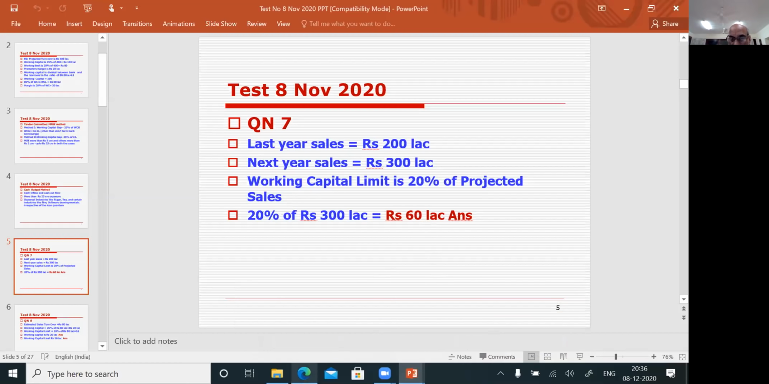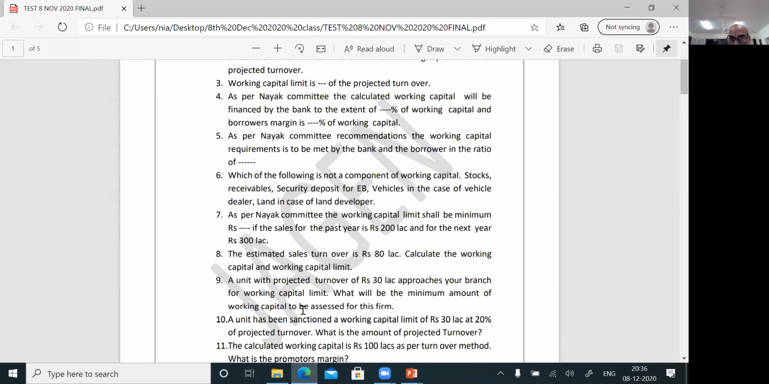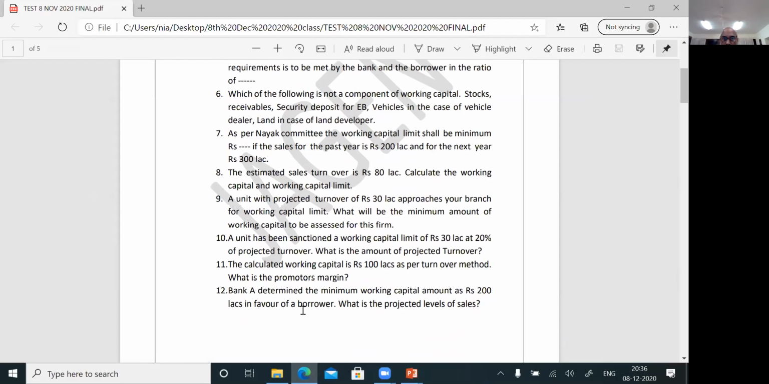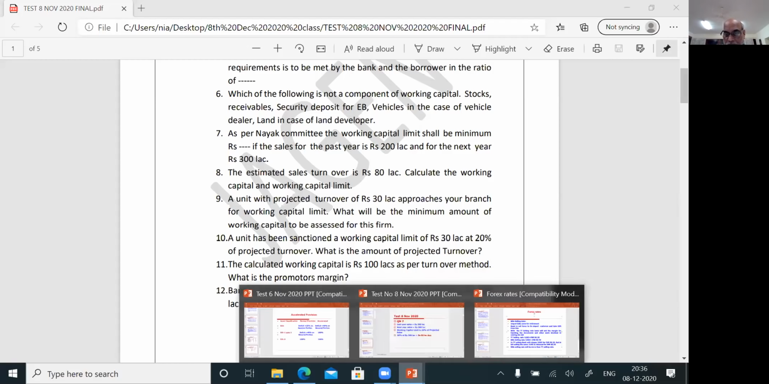Okay, sir. Now let us see question number 8. You should have the question paper by this time. It was made available to you long back. The estimated sales turnover is 80 lakhs. What do you mean by estimated sales turnover? The projected sales turnover. Calculate the working capital and working capital limit. If the estimated sales is 80, the working capital is how much percent? 25% of 80. So the working capital is 25% of the projected sales. Working capital limit is 20% of the projected sales. Okay, sir. Very simple.